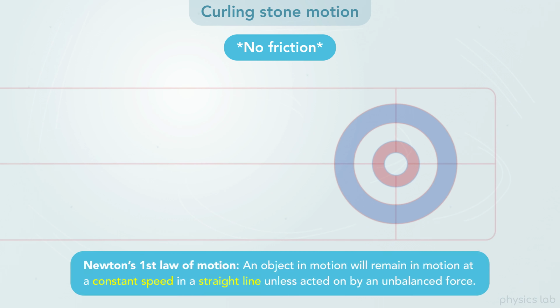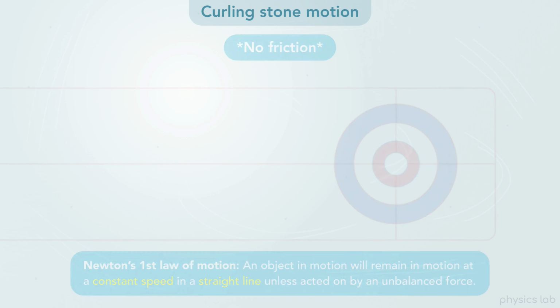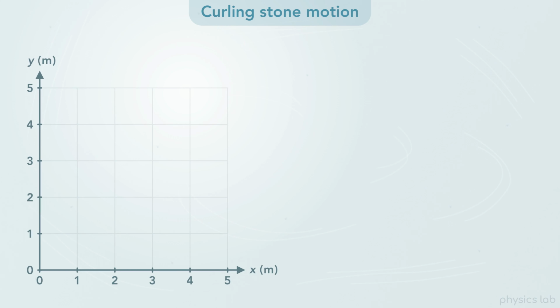This is an example of Newton's first law of motion. An object in motion will remain in motion at a constant speed in a straight line unless acted on by an unbalanced force. We'll cover Newton's laws in a different section, but this means that without friction, the stone is going to move at a constant velocity, a constant speed in a straight line, unless some other force gets involved. So when we look at the motion of the curling stone, imagine it was pushed from somewhere out of view, and now it has a constant velocity.